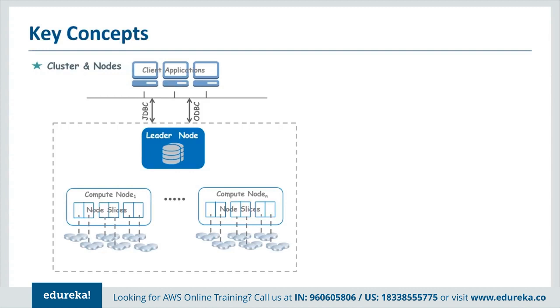As for the leader node, it receives queries from client applications, parses these queries, and develops a suitable query execution plan. Then it coordinates the parallel execution of these plans with one or more compute nodes. Once the compute nodes finish executing this plan, the leader node aggregates the results from all these intermediate compute nodes and sends them back to the client application. Then we have compute nodes.